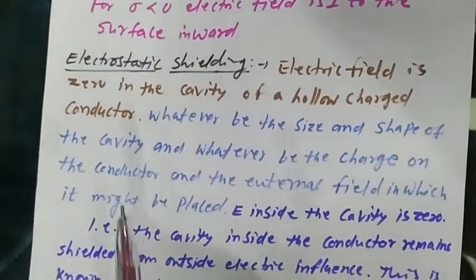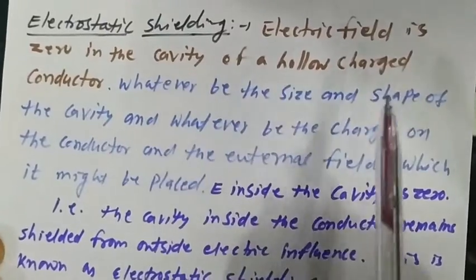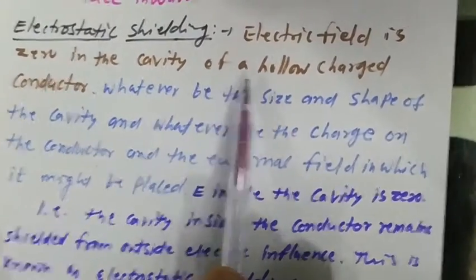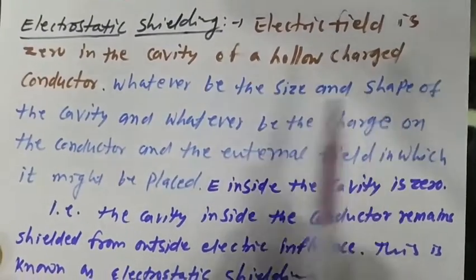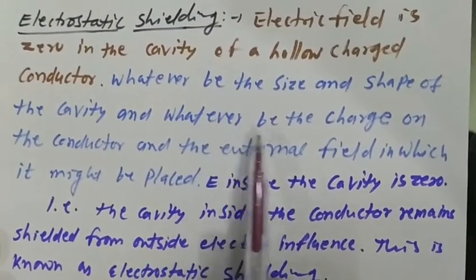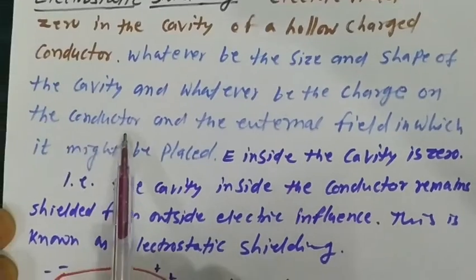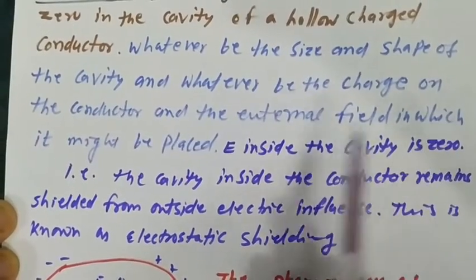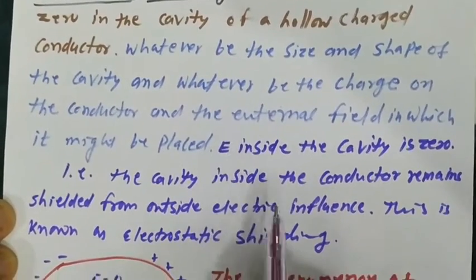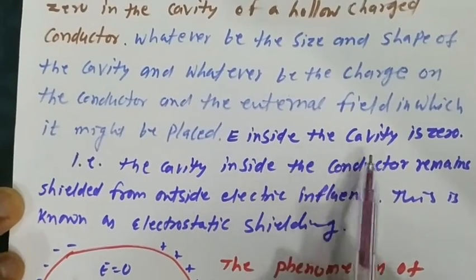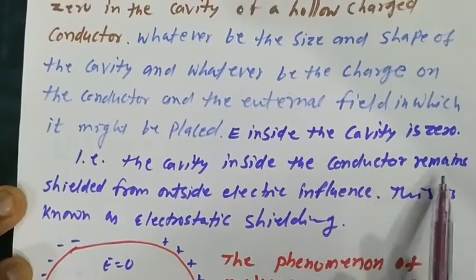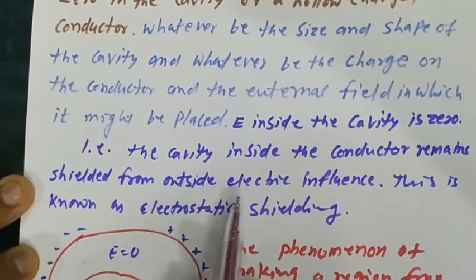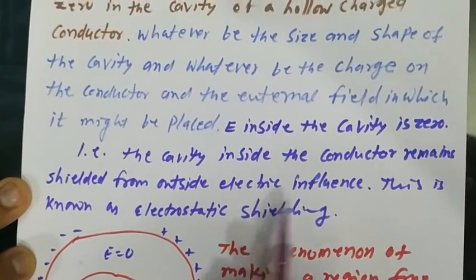Next important topic, electrostatic shielding. The electric field is 0 in the cavity of a hollow charged conductor. Whatever be the size and shape of the cavity, and whatever be the charge on the conductor and the external field in which it might be placed, E inside the cavity is 0. That is, the cavity inside the conductor remains shielded from outside electric influence.